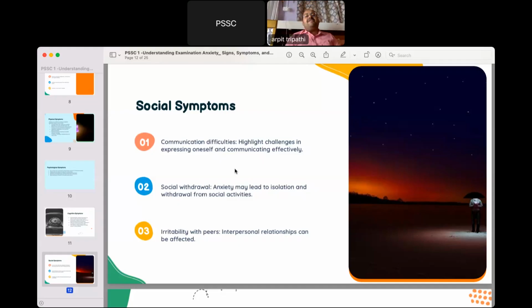Irritability with peers. They may find it very difficult that their peers, their friends, the people in their life, in their class, are competing with them. They are not cooperating with them. They are very bad to them, and things like that.